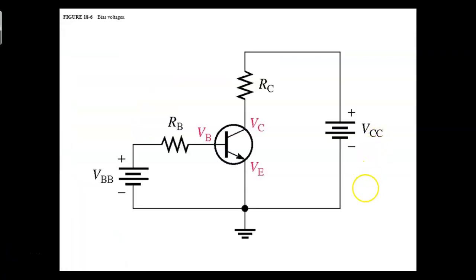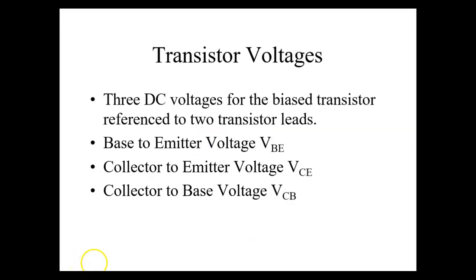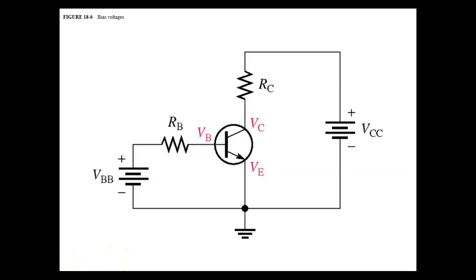So the supply voltages have a name. The collector supply voltage, we refer to that as VCC. The base supply voltage, we call that VBB. The measurements that we make are all relative to circuit common.